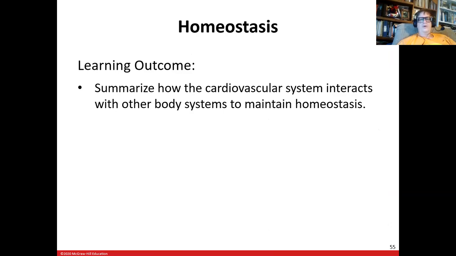All right, so homeostasis, that's maintaining. Stasis means we're maintaining things at a constant level, and homeo means self. We're keeping all of the things inside us at a constant level if we can. So we're going to talk here about how the cardiovascular system helps other parts of the body maintain homeostasis.